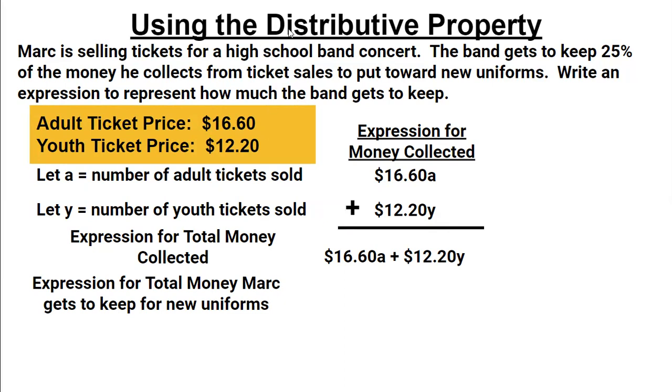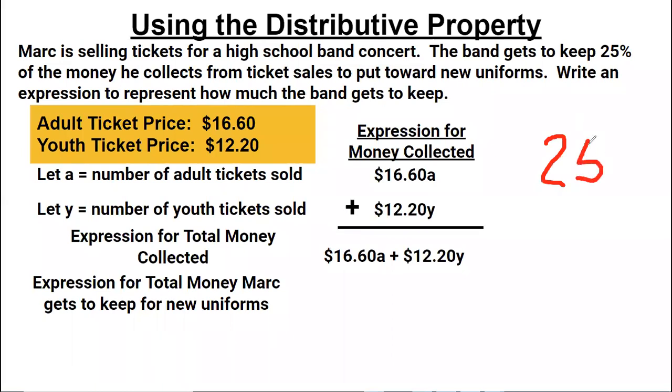Now we need an expression for the total money that Mark will get to keep for the new uniforms. Remember up here, he gets to keep 25% of the money. So we're going to change 25% to a decimal. How do I do that? The decimal is after the number, 25. We have to move it 2 places to the left. So it's 0.25 as a decimal, and then we erase the percent sign. Okay, so that's what we have to multiply by.